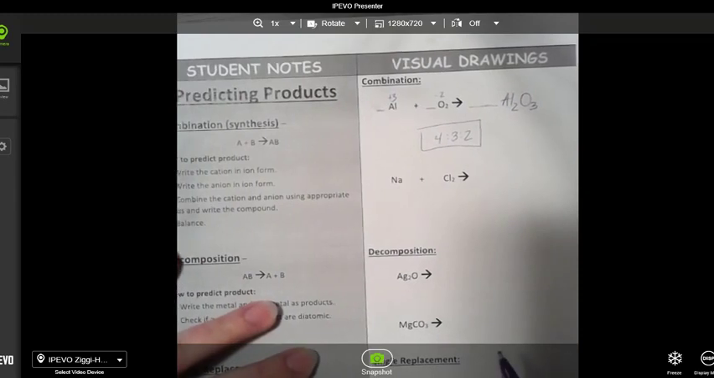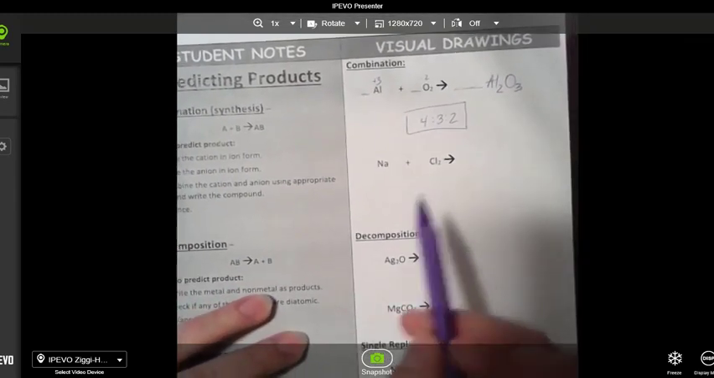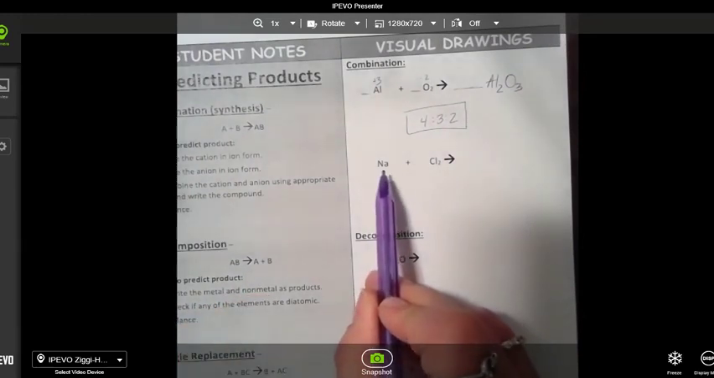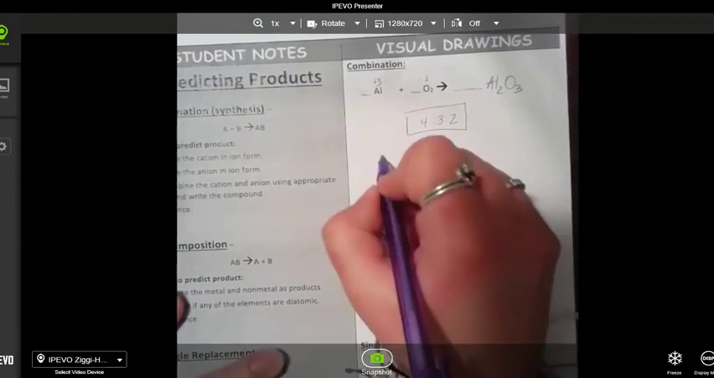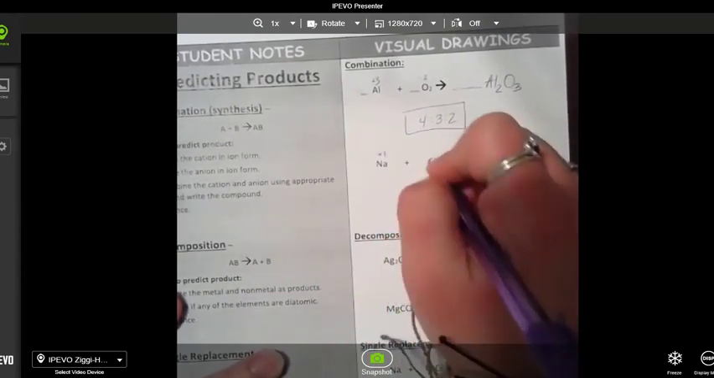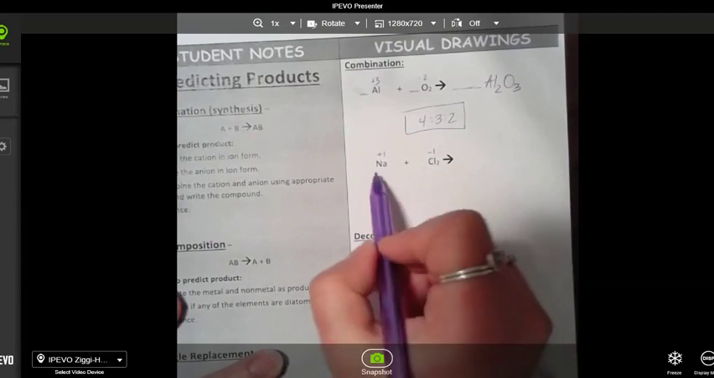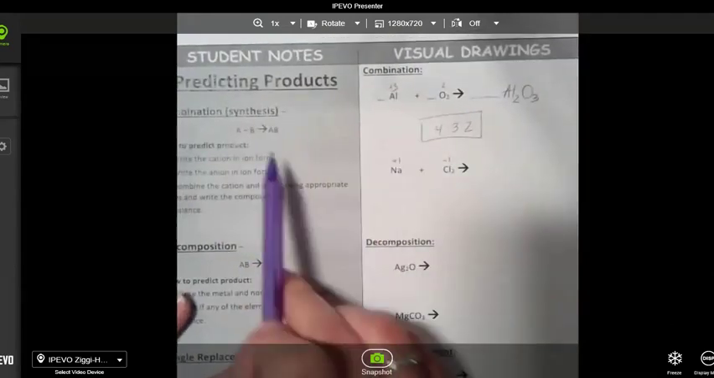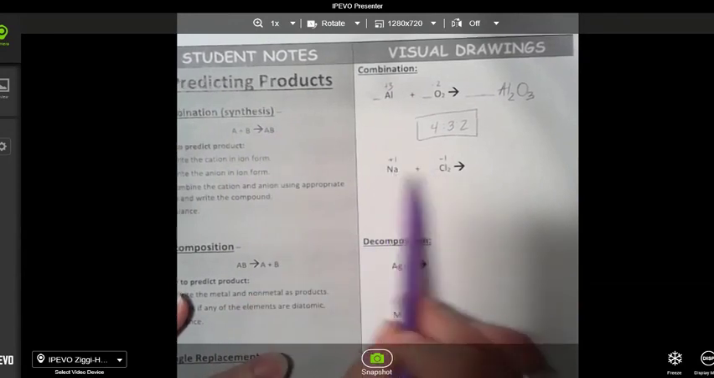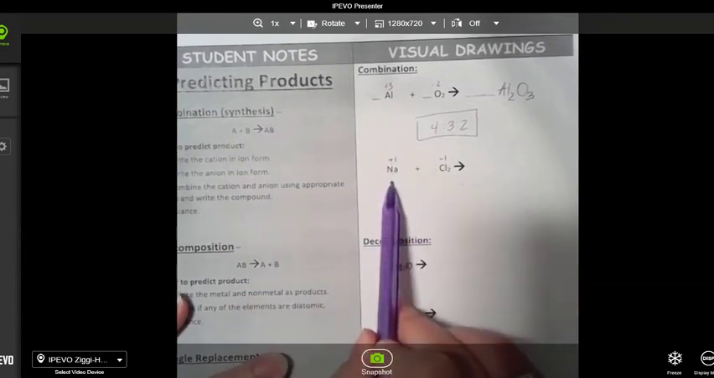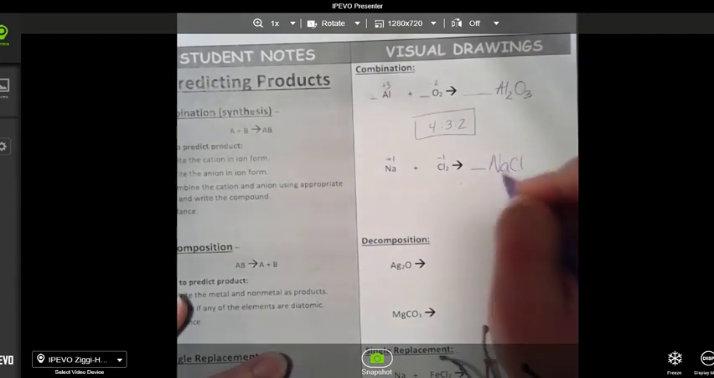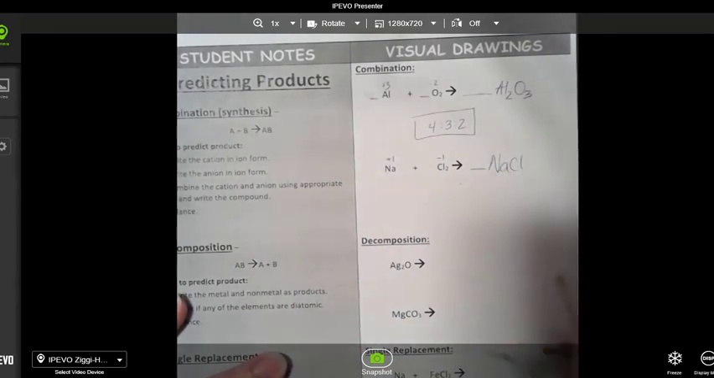Okay. Next one is the same thing. You write the cation in ion form. The cation for sodium is Na plus 1, and chlorine, the anion, is Cl minus 1. So if I know this is a synthesis reaction, my two reactants are going to combine to form one product, so I just have to put them together. Na is plus 1, Cl is minus 1, so I'm going to get NaCl as my compound, which cancels out.